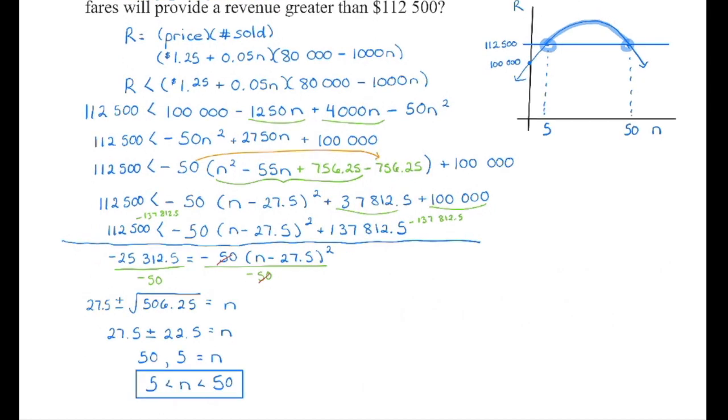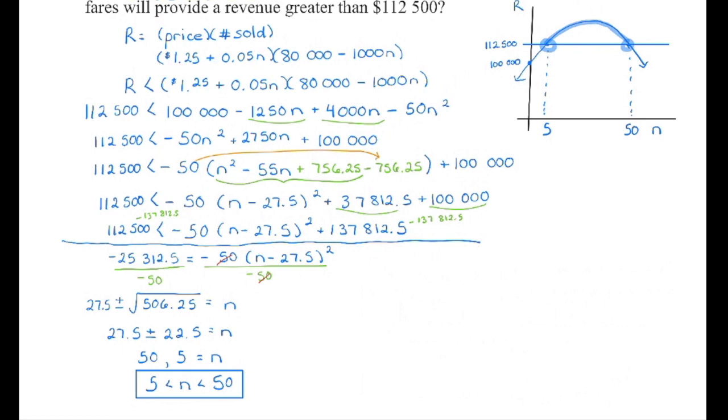Now, the points of intersection are 5 and 50. If we substitute 5 back in this, I will get a revenue to equal 112,500, and the same with 50. We want to know when are we going to have a revenue greater than that. So we are above that line representing that 112,500 when n is between 5 and 50. So this is the number of increases that will generate that revenue greater than the amount we want, but we actually have to figure out what is the fare range that's going to get us that revenue. So fare is the price that we're selling those tickets for.